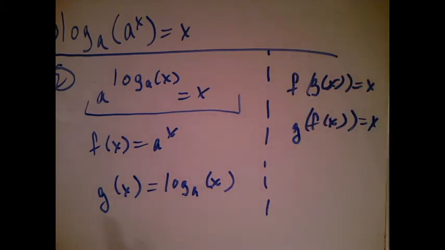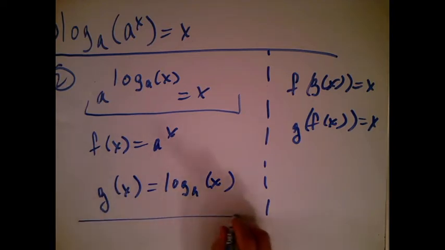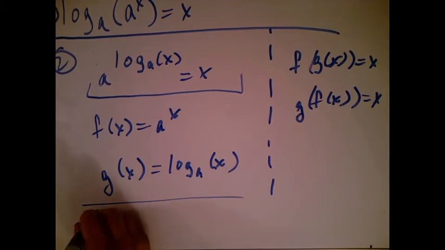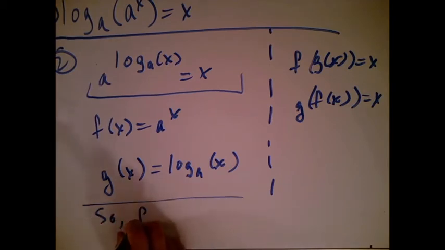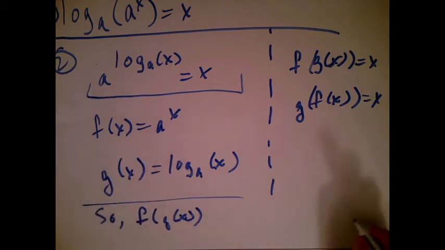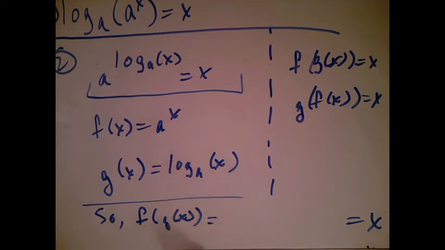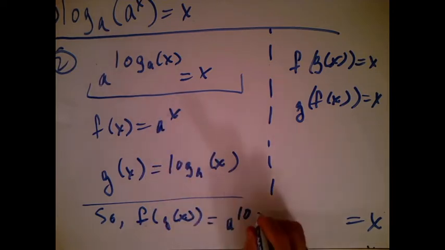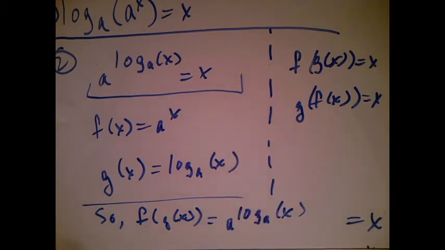Now, if I look at this and I want f of g of x, and we know they're inverse functions, so in the end they're going to get x. f of g of x, what am I supposed to do? I'm supposed to take g of x and put it in for x. That's just going to be a to the log base a of x. And since they're inverse functions, you get x.